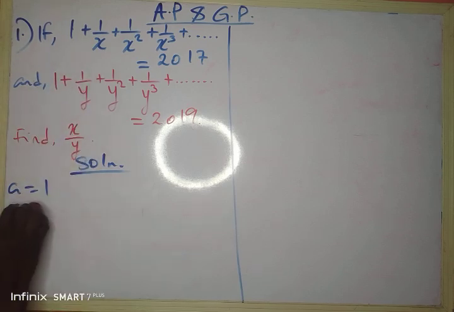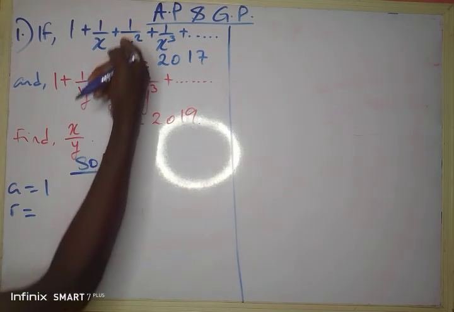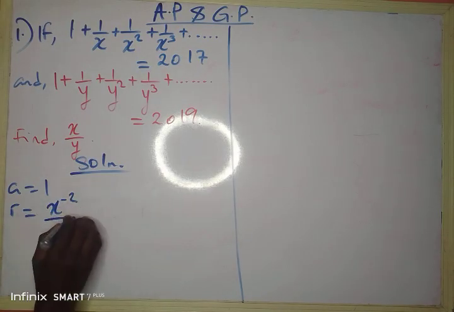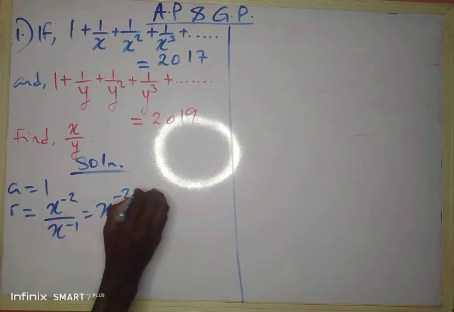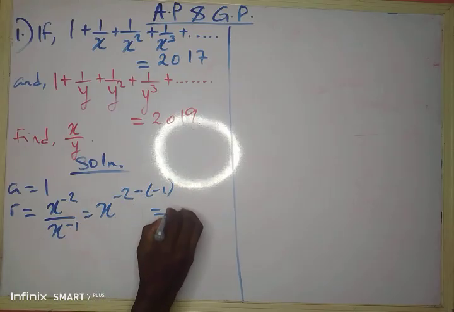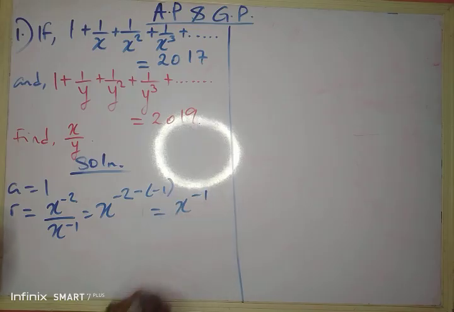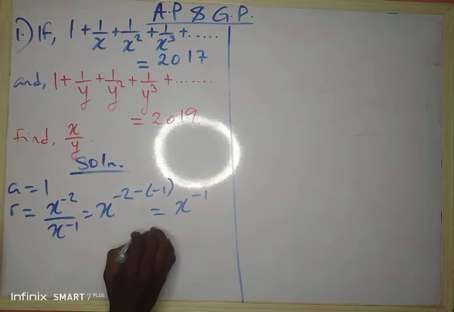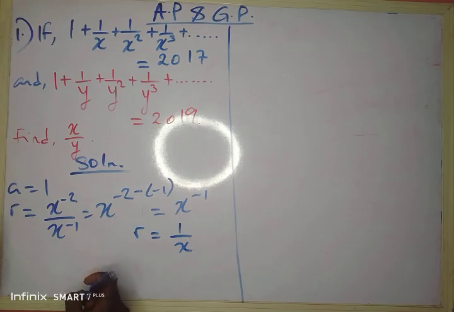And also my common ratio is equal to 1 over x, because 1 over x squared is x raised to power minus 2, divided by x raised to power minus 1. I'm going to have x raised to power minus 2, division changes to minus 1, and that then equals x raised to power minus 2 plus 1, and that's minus 1. So from here, if I say r equals x raised to power minus 1, that means my common ratio r is the same thing as 1 over x. Now, is this correct? Let's check.